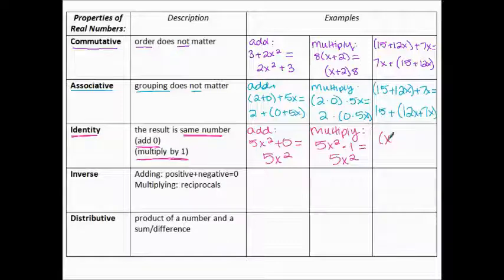We can also have larger quantities in parentheses. If I have x plus 3, if I take the quantity of x plus 3 and I multiply it by 1, I will end with the same thing, the quantity of x plus 3. That is my identity property.